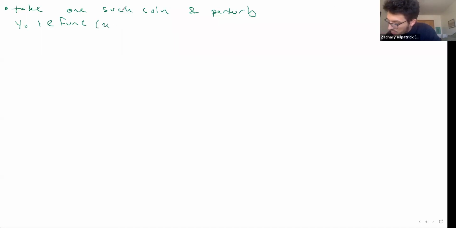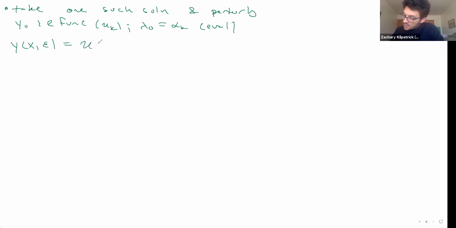We'll call it u_k or something like that, right? Lambda 0 is alpha_k, that's going to be our eigenvalue. Okay, and so in this case, y of x, epsilon is a function of both a variable and the parameter, and is going to be equal to u. Well, let's drop the k's. u of x plus epsilon y1 of x plus epsilon squared y2 of x, and so on.